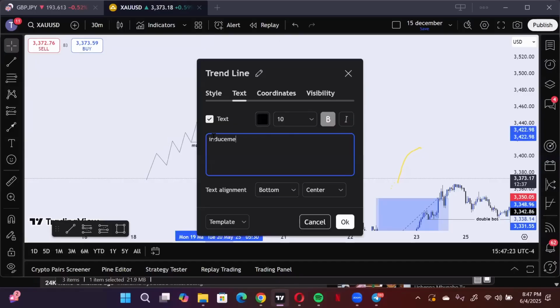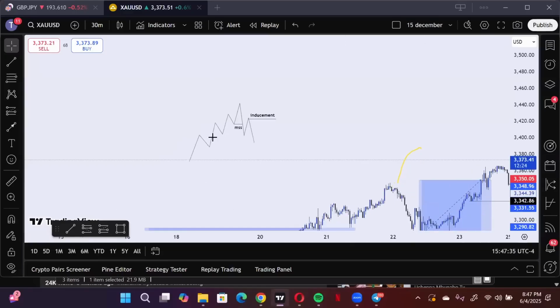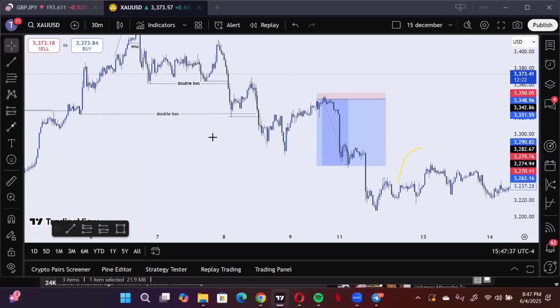The inducement is a trap in the market. It's basically a trap that market will eventually come back and take out before it triggers your main point of interest. That is what your inducement is, the pullback that market makes after the break of structure or the market structure.